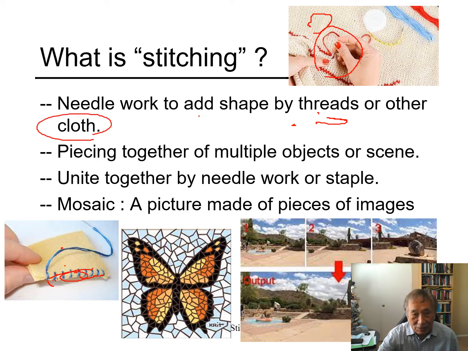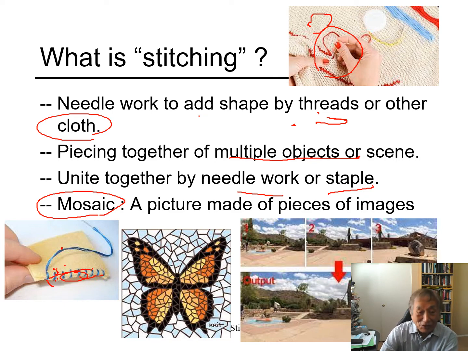So there's threading by the needle, or the other cloth is put together. And piecing together multiple objects or scenes, that is what stitching is. So stitch is more like needle pricking, but nevertheless they're using those sharp objects. They combine multiple objects into one piece, to unite together by needlework or staple. And then mosaic is sometimes the word that is used in related words. That is a picture made of pieces of images.